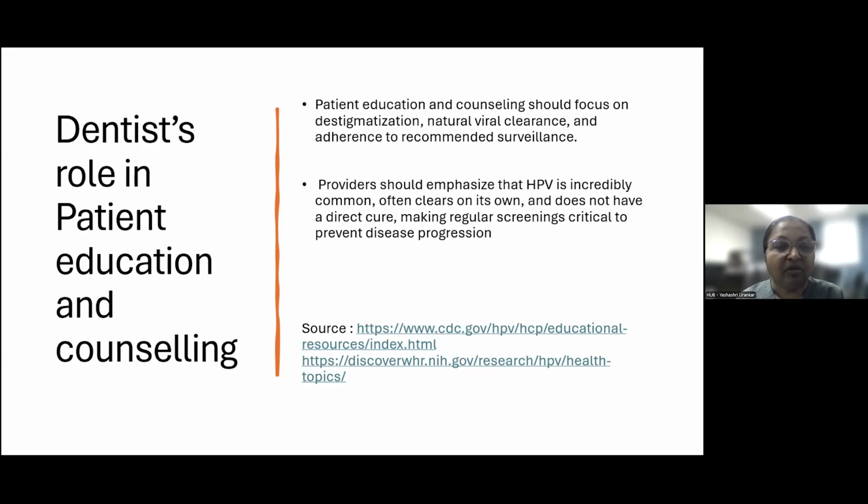Now, speaking about the dentist's role in patient education and counseling, patient education and counseling basically should focus on destigmatization, natural viral clearance, because most of these HPV infections clear out virally within a few years, and adherence to recommended surveillance, getting an oral cancer screening on a regular basis. Providers should emphasize that HPV is incredibly common, often clears out on its own, and does not have a direct cure, making regular screenings critical to prevent the disease progression.